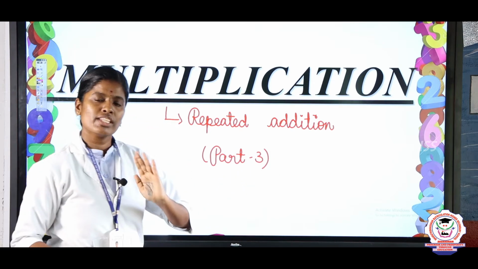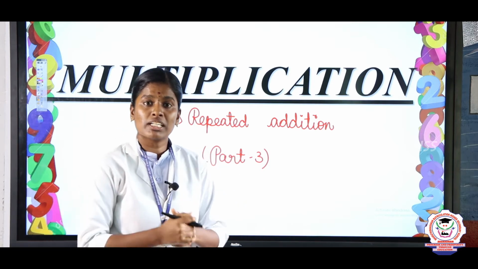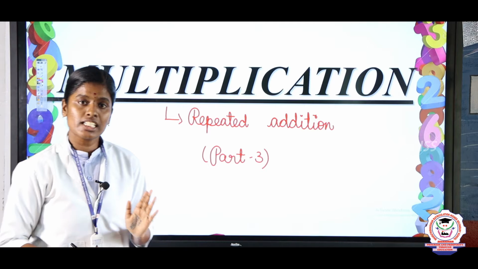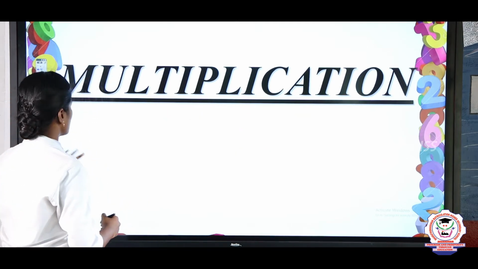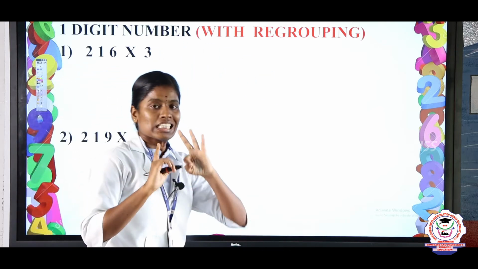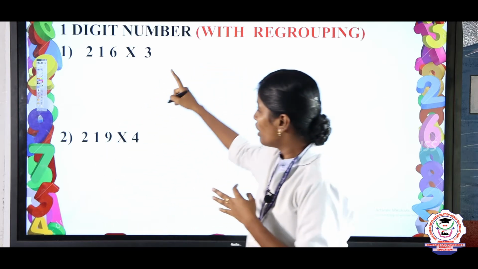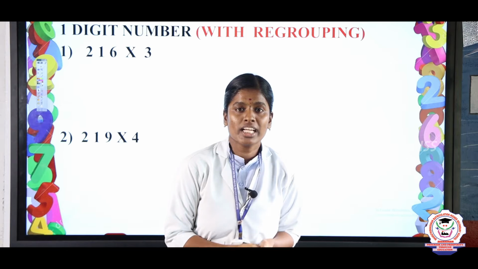Okay. So today's first topic is multiplying a 3-digit number by a single-digit number, with regrouping.